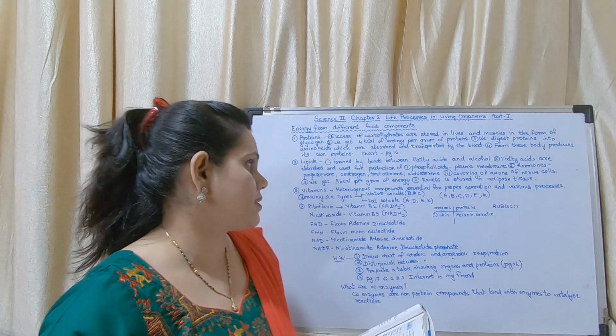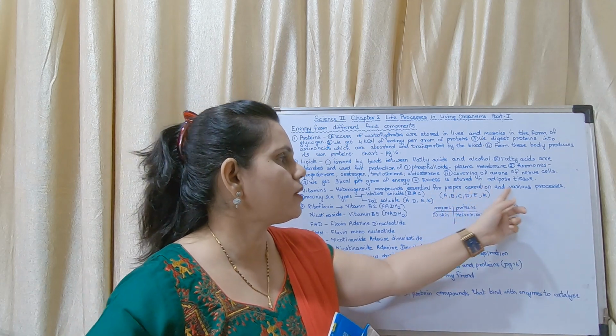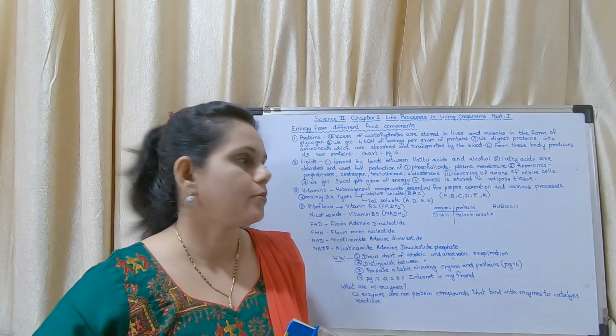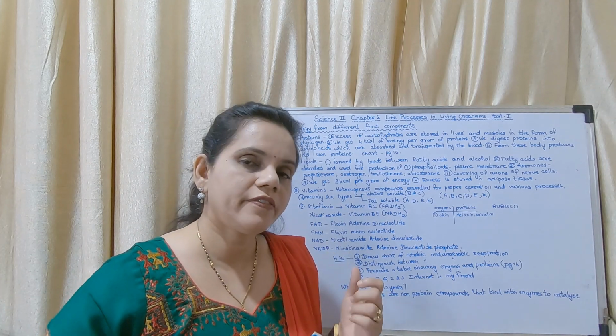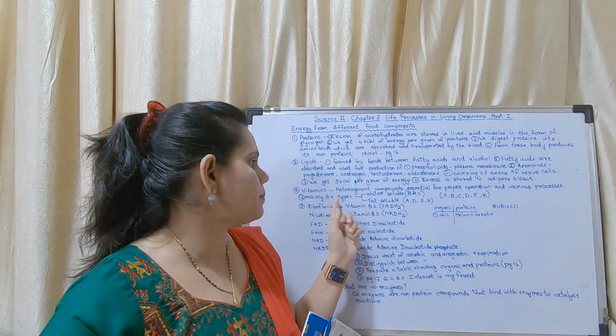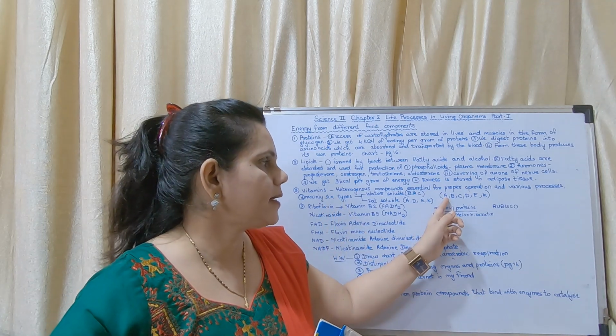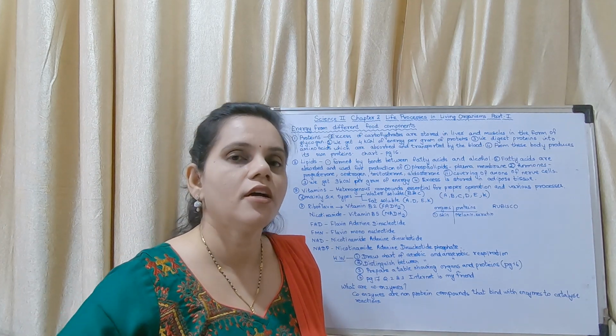So what are vitamins? Vitamins are heterogeneous compounds essential for the proper operation of various processes. Okay, proper functioning of the body. So for proper functioning and protection of the body, we need vitamins. Vitamins are mainly of 6 types. What are they? A, B, C, D, E and K. These are the 6 different types of vitamins.